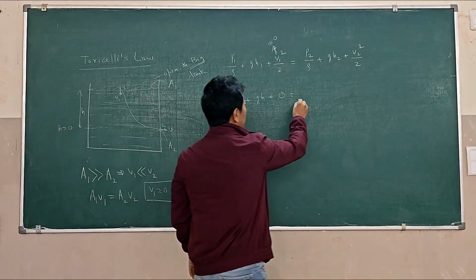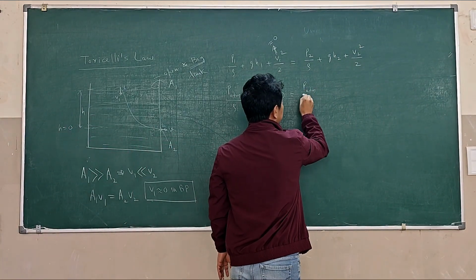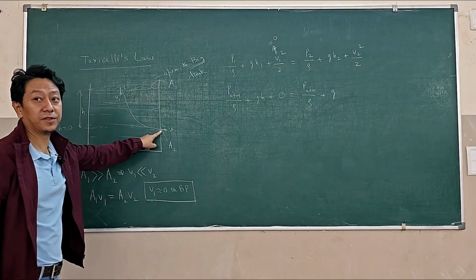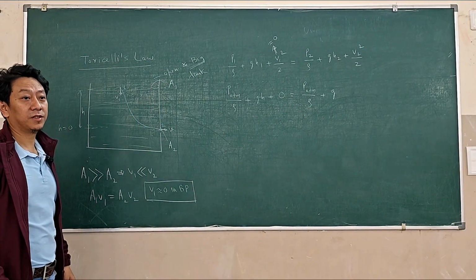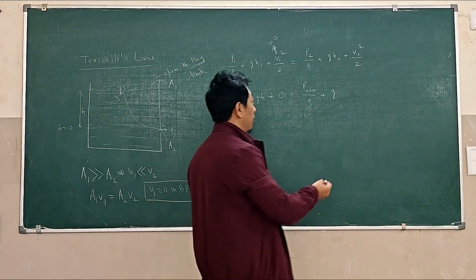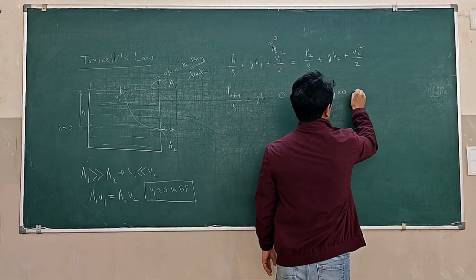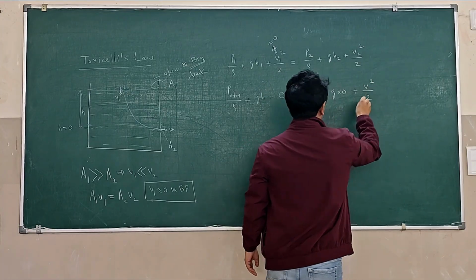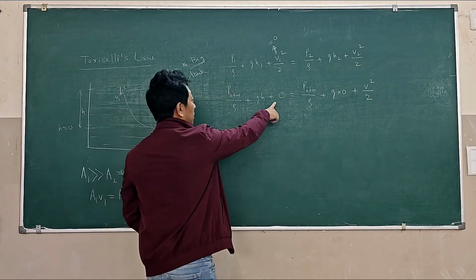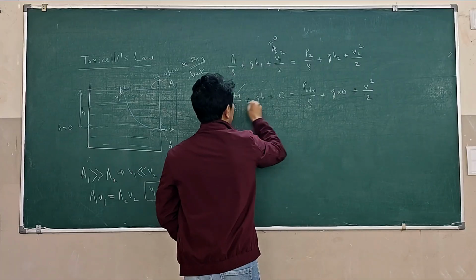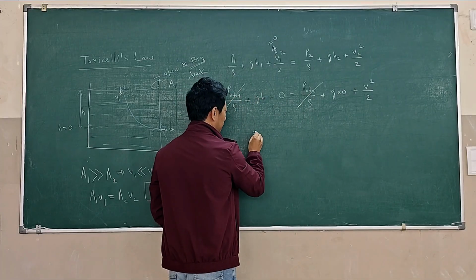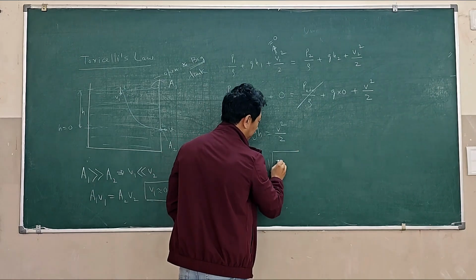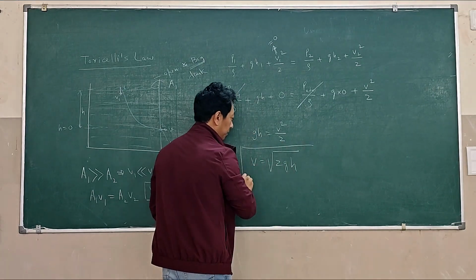Okay. So what is P2? Atmospheric pressure. What is the height of this point from our reference? How much? 0, because I have chosen the reference there only. And what is the velocity at this point? That is what we want to calculate. Correct, students? Now this is 0, this is 0. These two will cancel. So gH will be V square by 2. What will be V? Square root of 2gH.